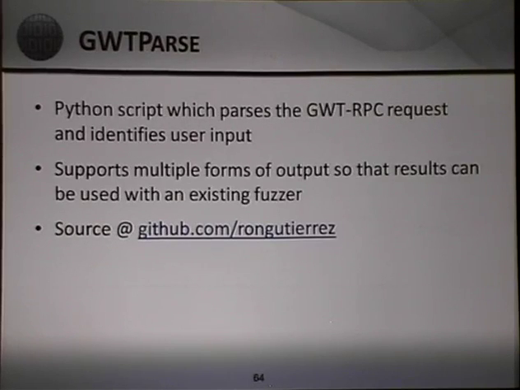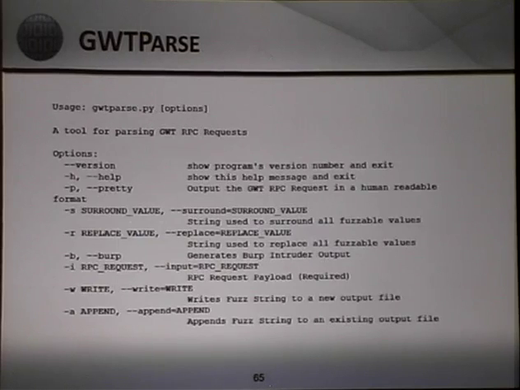So I wrote another tool called Gutierrez, another Python script which actually parses and identifies the user input for you. And it supports multiple forms of output so that hopefully you can use it in another fuzzer. And the source code, once again, same place. Some options, like P, which tries to output in somewhat human-readable format. So if you run it on a string, it'll tell you how many parameters, what are the parameter types it's sending, what are the values that it's sending.